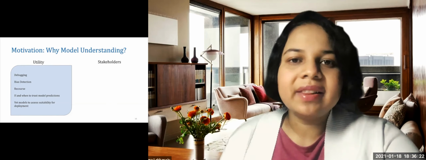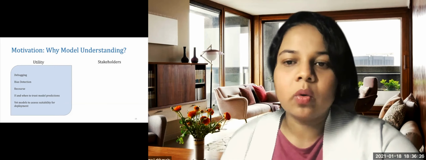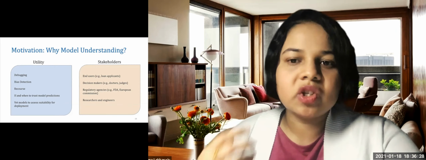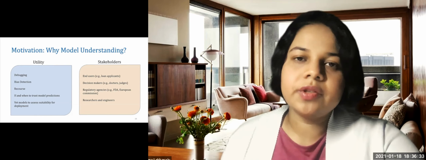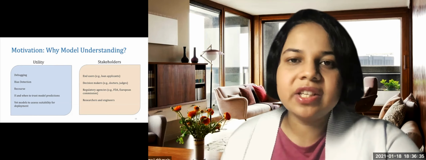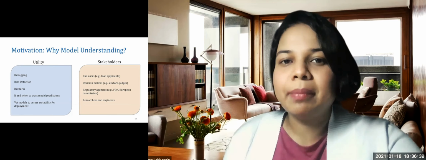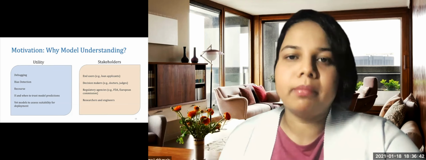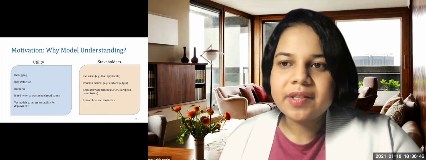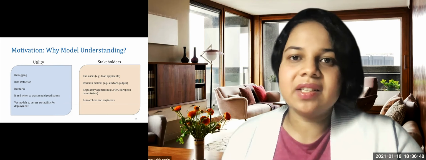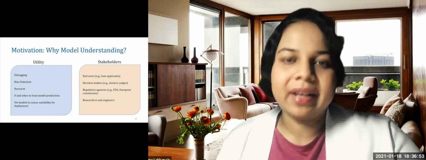In enabling all these use cases, model understanding is helping a variety of stakeholders, including end users such as loan applicants, decision makers such as doctors and judges, regulatory agencies like the FDA, and even machine learning researchers and engineers so that they can debug their models and improve their models, right? So now the next big question that we want to ask ourselves is, given that model understanding has so much utility, how do we actually achieve model understanding?